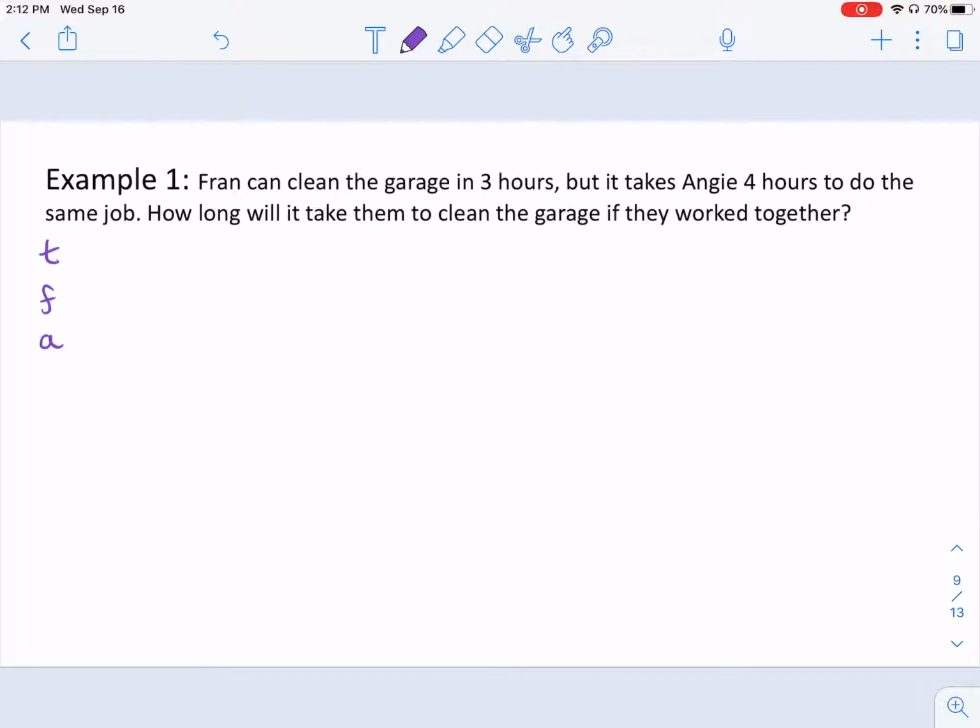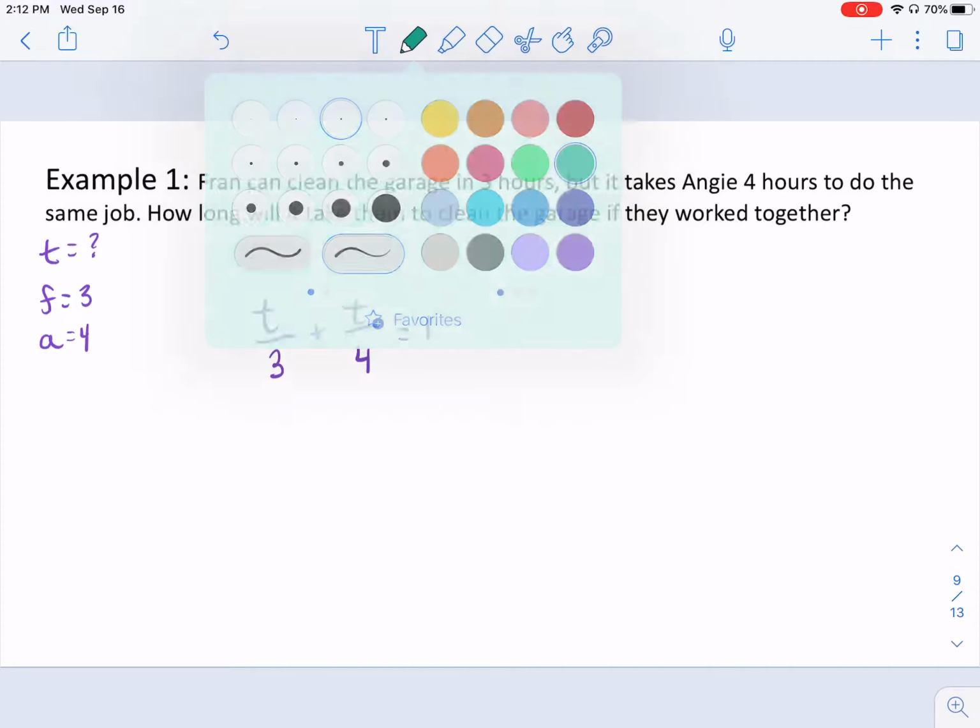So as I go through it, I see that Fran can clean the garage in 3 hours, so F would be 3. But it takes Angie 4 hours, so A would be 4. How long does it take them to clean the garage if they work together? So that would be what I'm trying to solve for. I'm going to use that equation. The T we said always goes on top. That together time always goes on top. The first person, which we said was Franny, goes right here. The second person goes over here, and it's always set equal to 1. So once again, it did not matter who was first and who was second. I could have put the 4 here and the 3 here. As long as the individual times are going in the bottoms and you have the together time on the top, that's all that matters. At this point, I'm ready to solve, and you can see it's a rational equation.